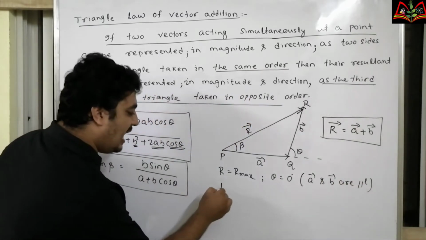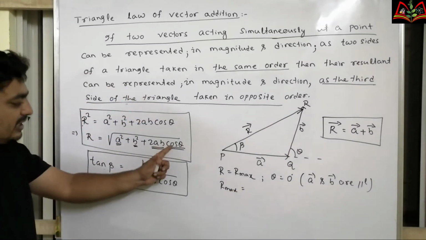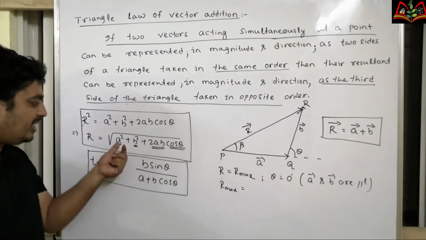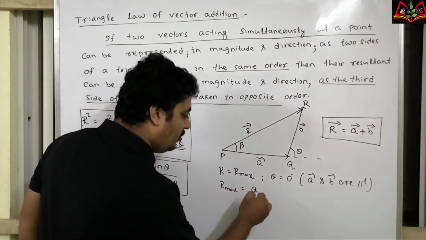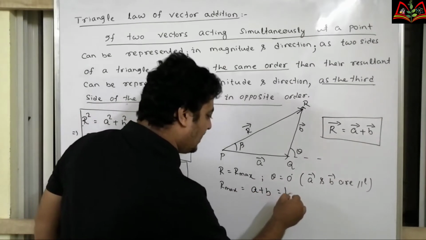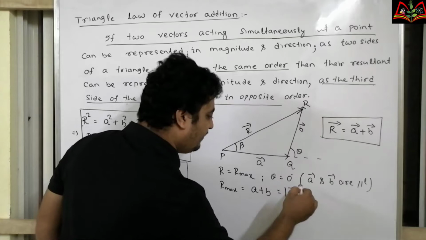In that case, R max: if we put theta equal to 0, it becomes A square plus B square plus 2AB, that is equal to A plus B, or we can say the magnitude of A plus the magnitude of B.